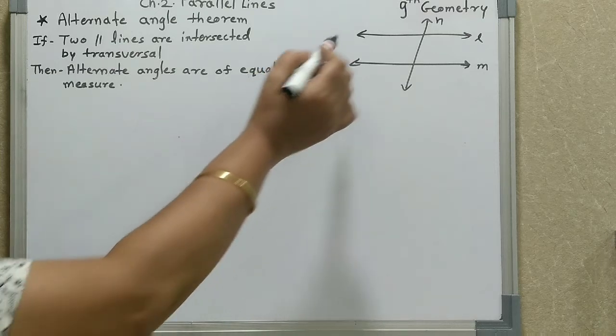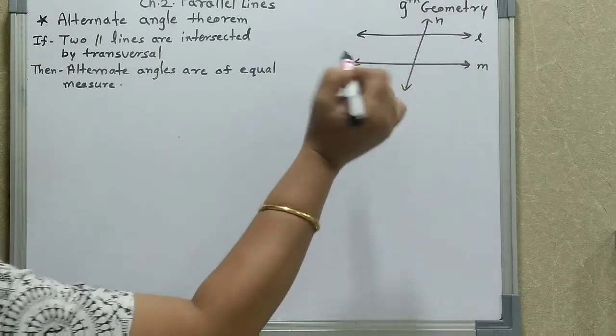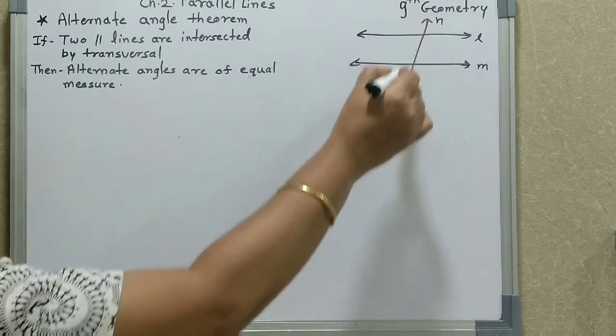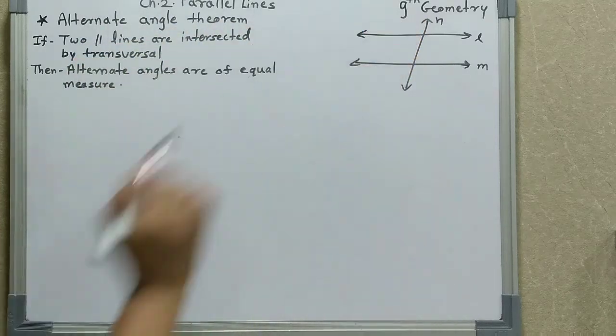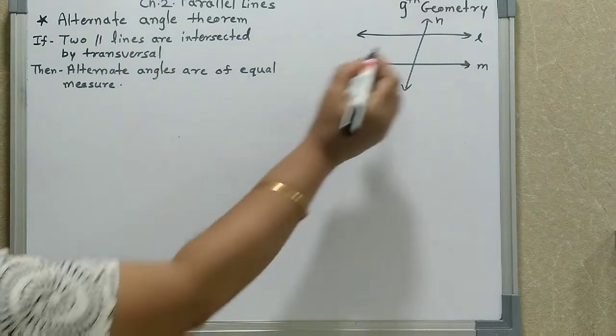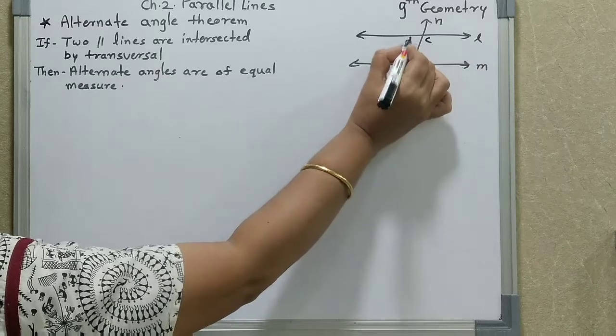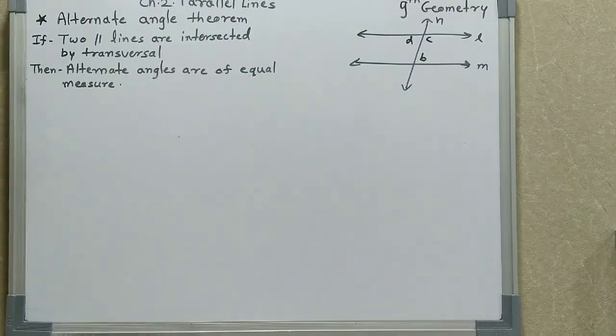So first I draw the diagram. Here are line L and line M. These are the two parallel lines, and this line is a transversal that intersects the two lines. So I write here angle D, here C and here angle B. So these are the angles.